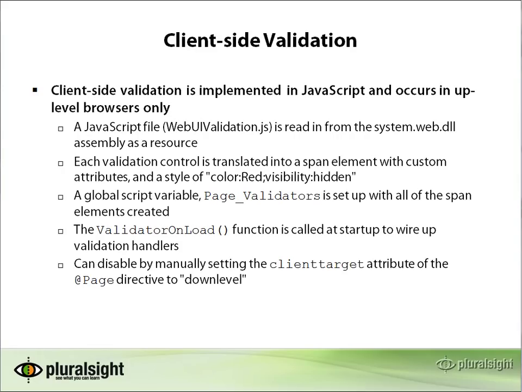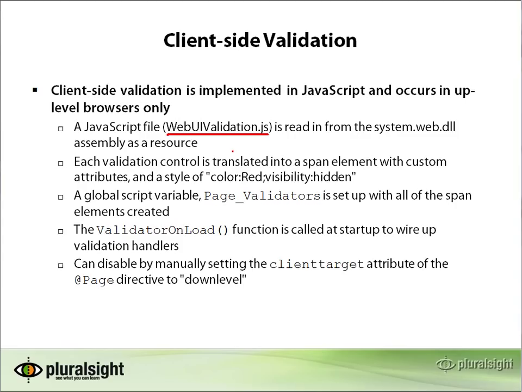Now, client-side validation is a different story. This has to happen all inside of the client browser. It's run via JavaScript, and it needs to interact dynamically with events that happen as the user navigates around the page. So the first thing to know about client-side validation is there's a support script file that is brought into your page called WebUIValidation.js. And this is read as a resource from the System.Web assembly and pulled into your page anytime you use any of the validation controls. And as we'll see, this has a number of client-side JavaScript methods or functions defined in it that aid in the client-side validation.